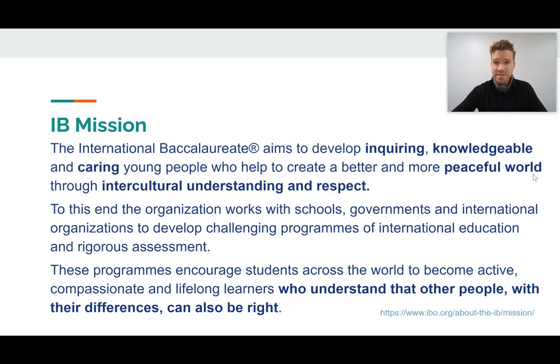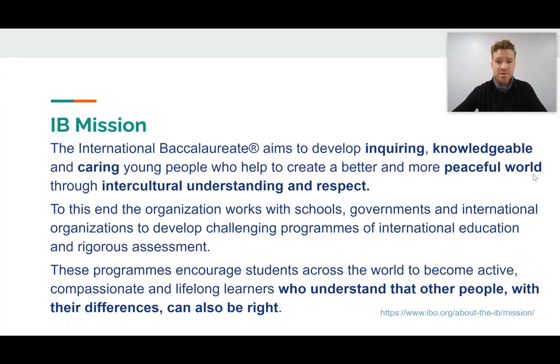What you see in front of you here is the IB mission. I do want to draw your attention to some of the bolded terms. The International Baccalaureate aims to develop inquiring, knowledgeable, and caring young people who realize that they're a part of a much greater world and have the capacity, willingness, and purpose to create a more peaceful world through intercultural understanding and respect.